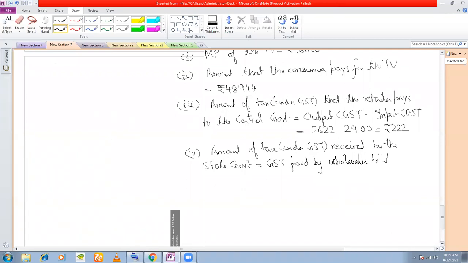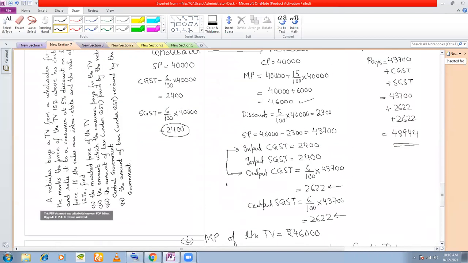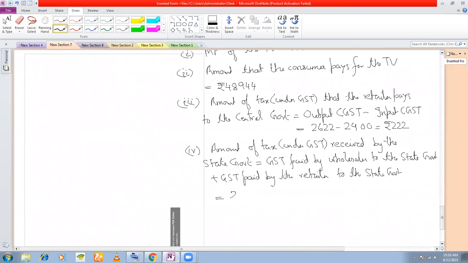to the state government plus GST paid by the retailer to the state government. Okay, how much GST is being paid by the wholesaler to the state government? This one, 2400 rupees. We write 2400 rupees.